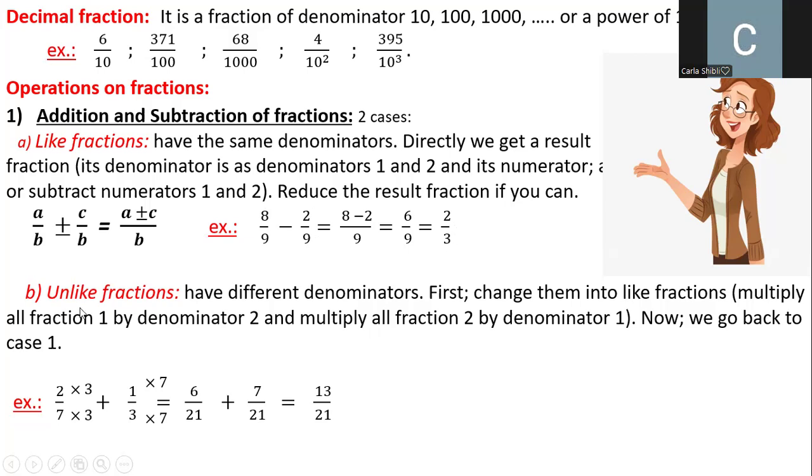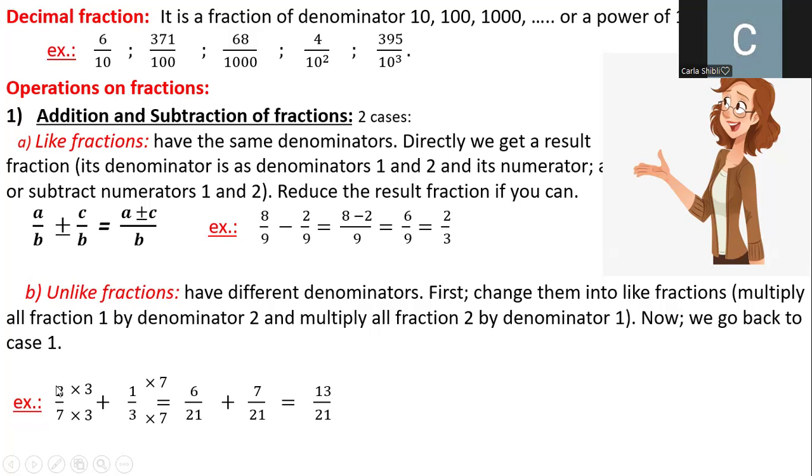When we have unlike fractions, the denominators of the first fraction and the second fraction are different. Here, first we change the two unlike fractions into like fractions. How do we do this? We multiply fraction 1 by denominator 2 and we multiply fraction 2 by denominator 1. Now we go back to like fractions.